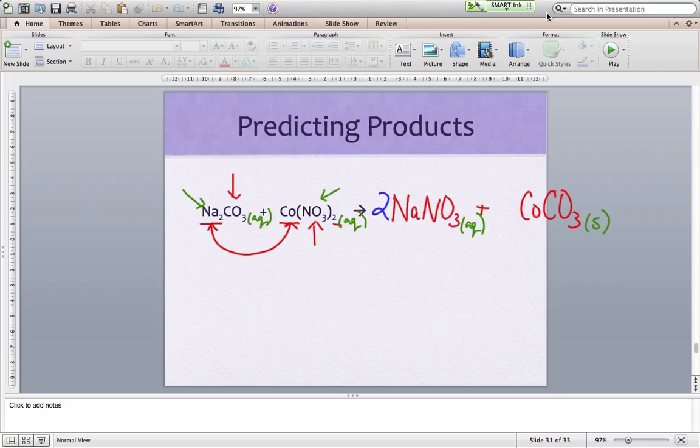One of the things that can help you out with predicting products for double replacement is that generally in a double replacement reaction, you are going to form either a solid precipitate or a liquid, which remember liquid is different from aqueous. So we can take a look actually at our next example where that exact same thing happens.